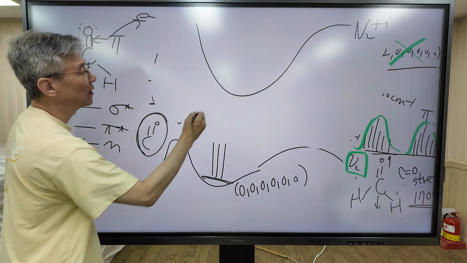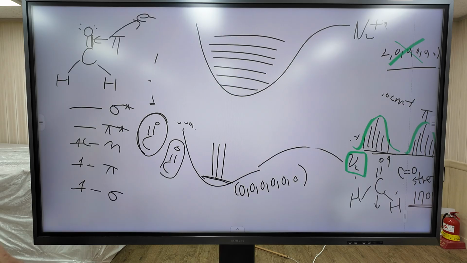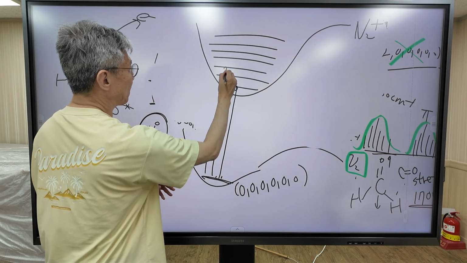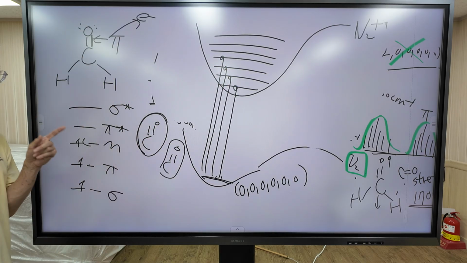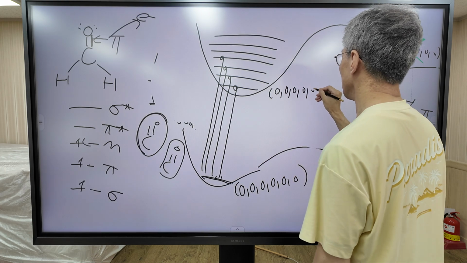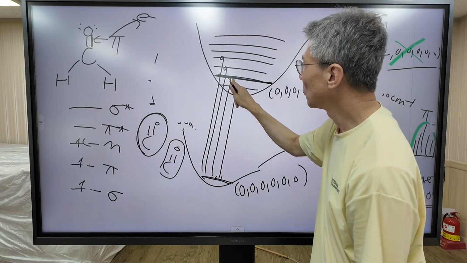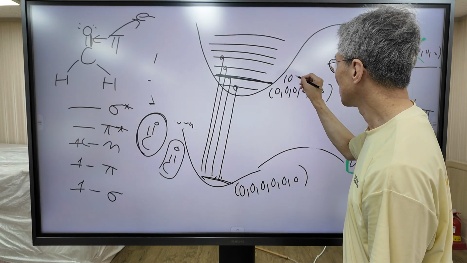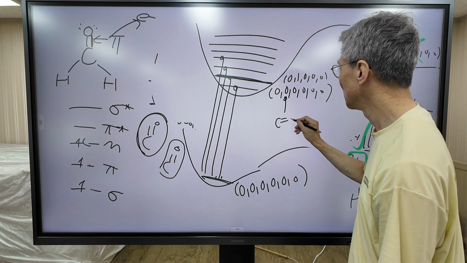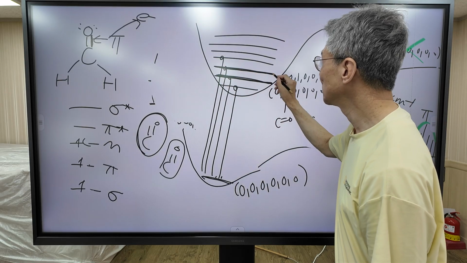Now, similarly, there are many vibrational levels, and the molecule can make a transition to various vibrational levels. My question is that this one is 0, 0, 0, 0, 0. This one, what is the quantum number of this state? This state is 0, 1, 0, 0, 0. The second mode is CO stretching. What is the quantum number of this mode?